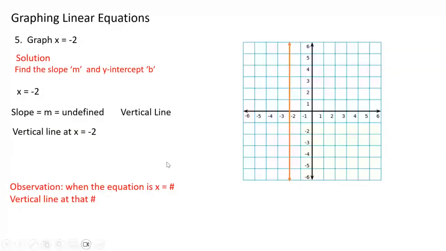Another observation, when the equation is x equals a number, it's going to be a vertical line at that number.